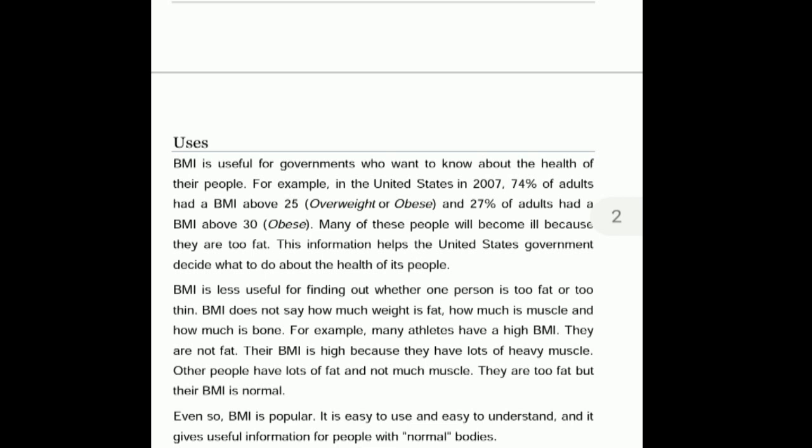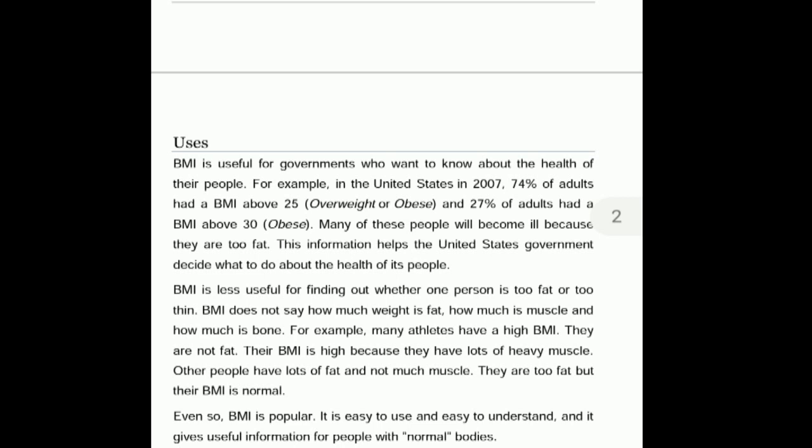BMI is less useful for finding out whether one person is too fat or too thin. BMI does not say how much weight is fat, how much is muscle, and how much is bone. For example, many athletes have a high BMI. They are not fat. Their BMI is high because they have lots of heavy muscle. Other people have lots of fat and not much muscle. They are too fat, but their BMI is normal.